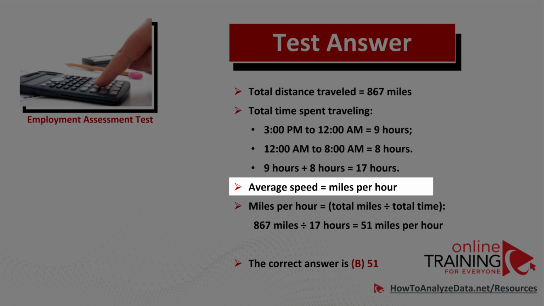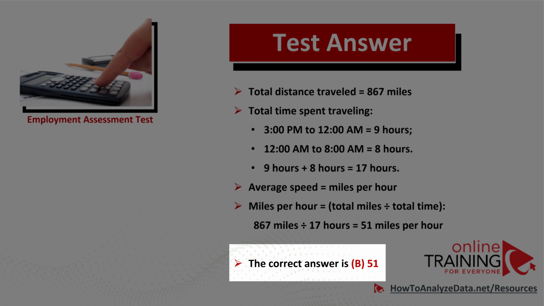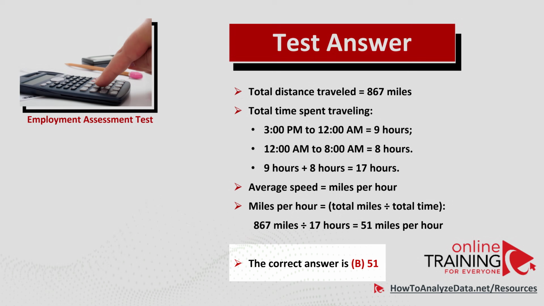So now let's focus on the average speed in miles per hour. To calculate miles per hour, we need to divide 867 miles by 17 hours, which would be 51 miles per hour. So the correct choice here is choice B, 51. Hopefully you've nailed this question.